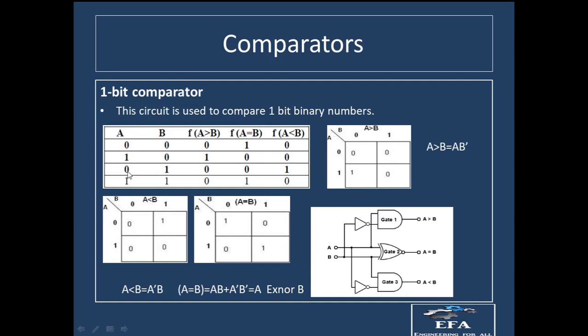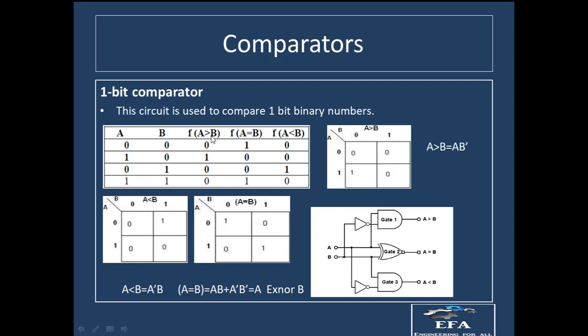Now we are having A equal to 0 and B equal to 1, therefore A is less than B. So at this position it will be equal to 1, and the rest of both positions will be equal to 0. Now again we are having A equal to 1 and B equal to 1, therefore both the numbers are equal. So at this position again we will have the output equal to 1, and the rest of both outputs will be equal to 0. Okay, now after making this table, we have to make the K maps. So how to make the K maps?